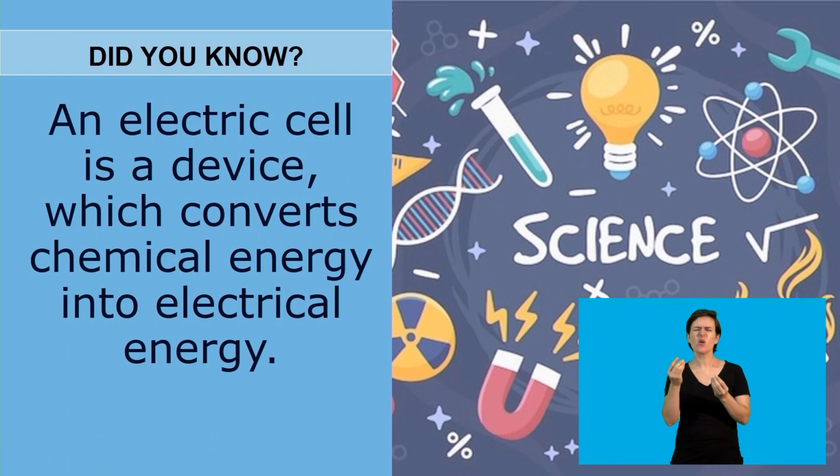But first, before we start, did you know that an electric cell is a device which converts chemical energy into electrical energy? So a cell converts chemical energy into electrical energy. In this lesson, we're going to be looking at what a cell is, where we find a cell, and what the uses of an electrical cell are.